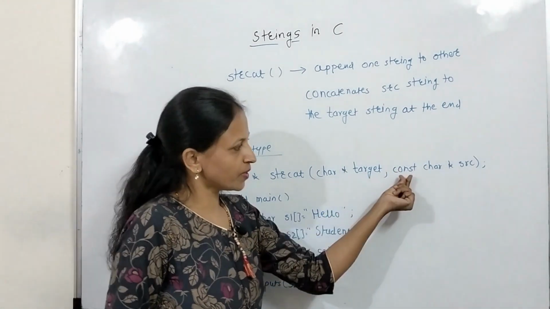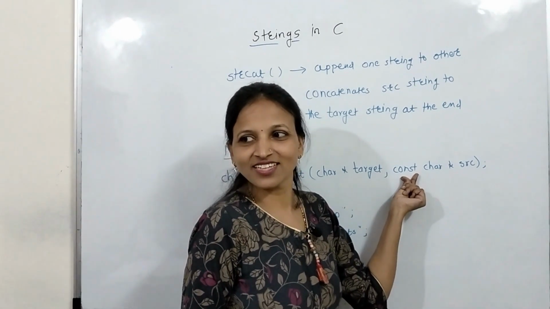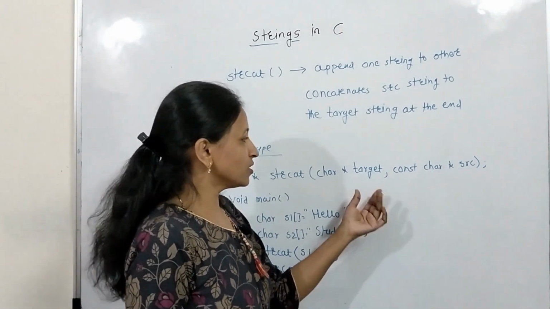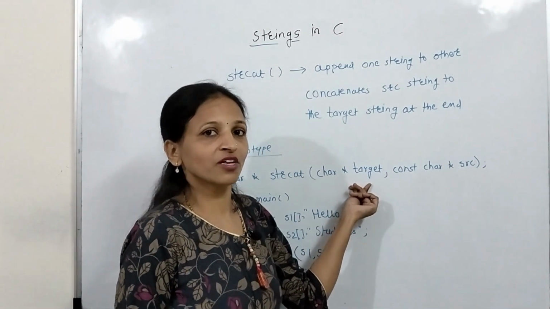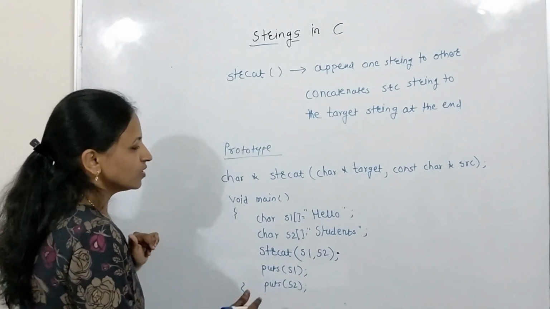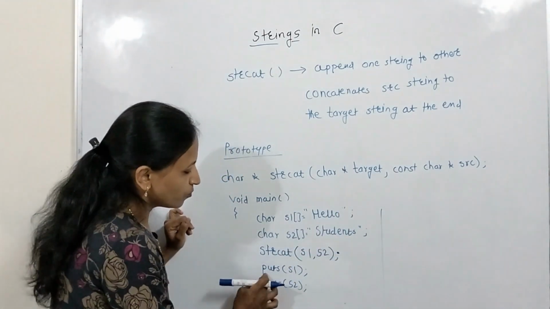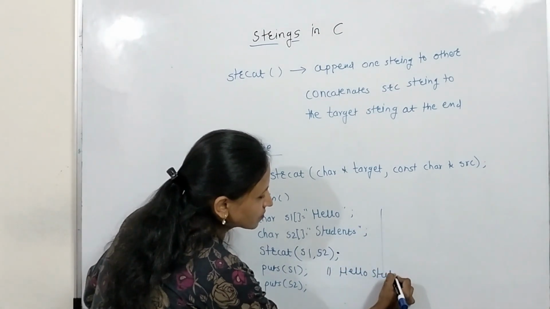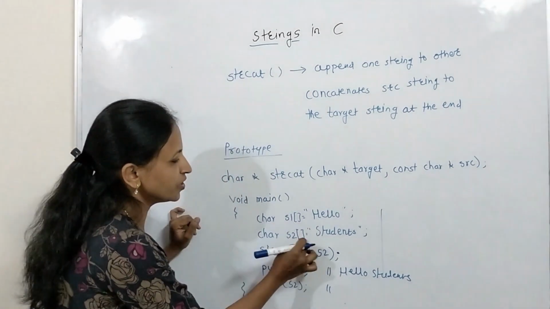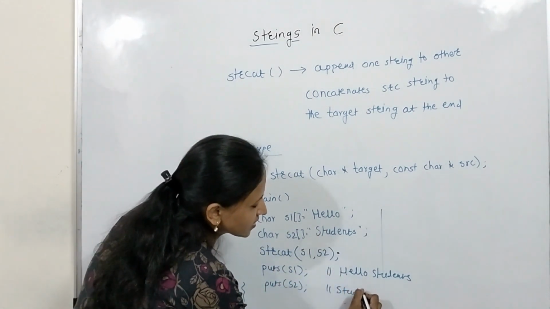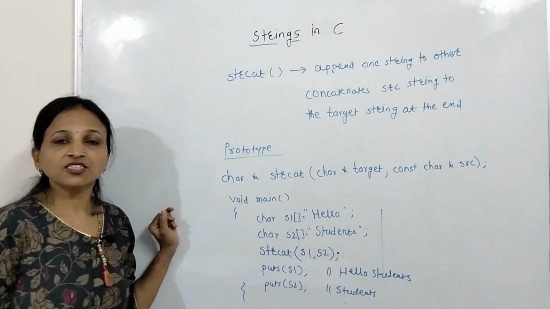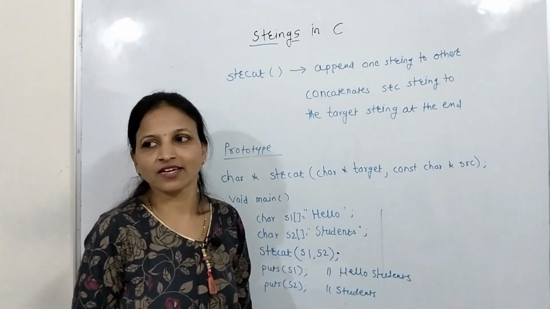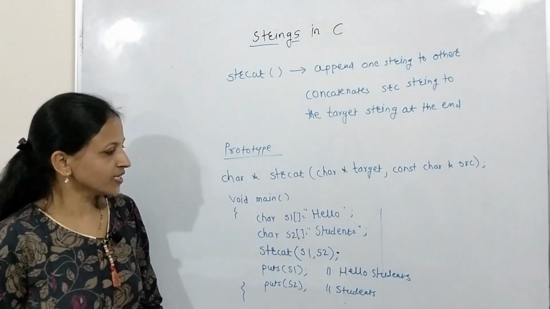That's why for the second argument here there is a const. Getting? Because s2 remains as it is, the source string will be as it is. There is no modification in source, only modification is in target. Now see what will be the output here. Puts s1 will display hello students, and puts s2 will display students. Getting? In this way we can use the strcat function to attach any string to any other string at the end. That is nothing but concatenation of two strings.